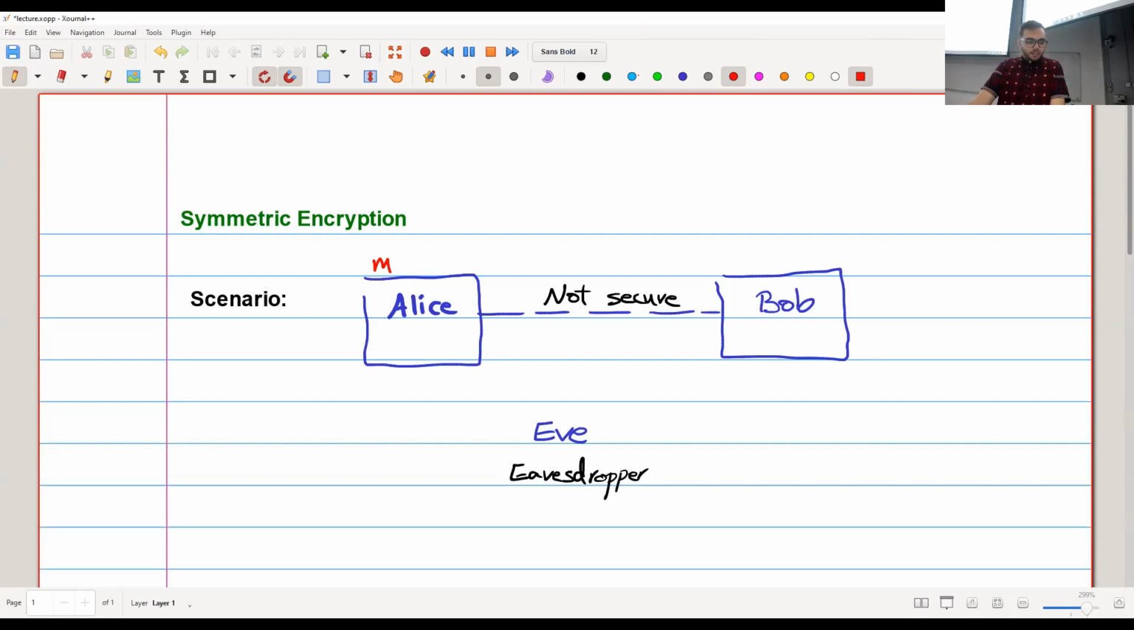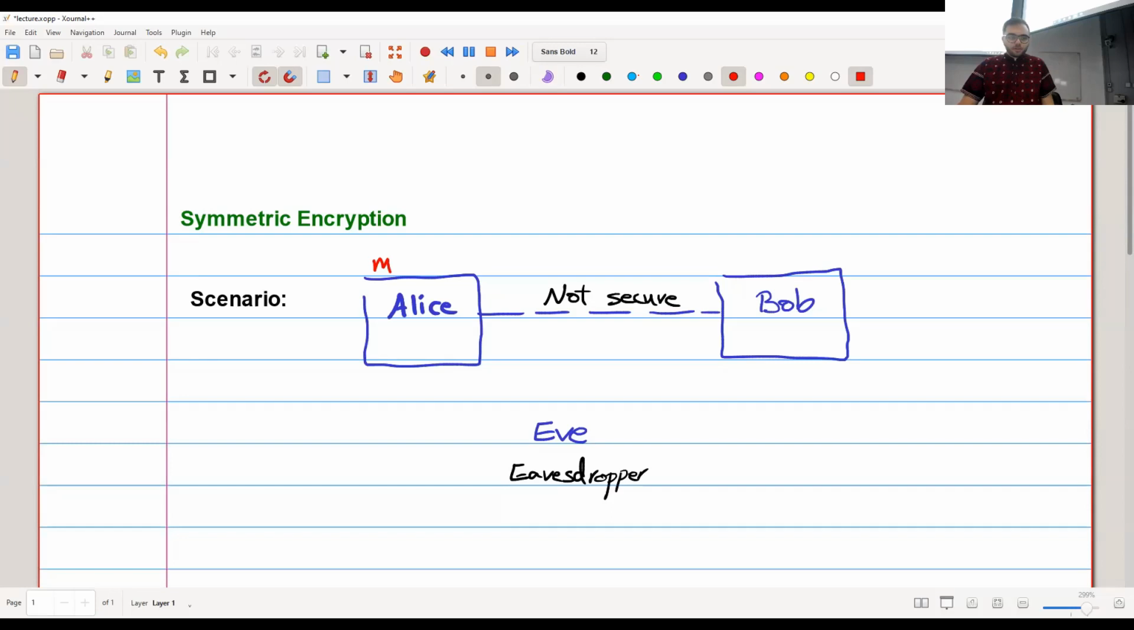Now, another notation that I will use throughout this course is that whenever I write something in red, I mean that it's a private thing that should not be leaked to anyone. And whenever I write something in blue, I mean that it's public. So M is definitely private. And our goal is to make sure that Bob finds the same M. But well, of course, I cannot just send M through this channel because then Eve will also see my message.